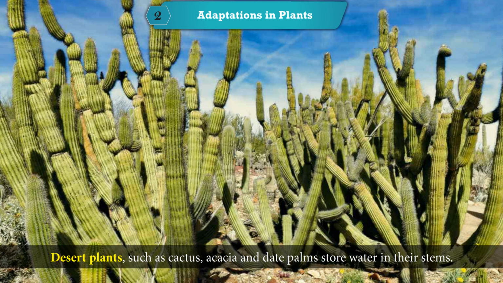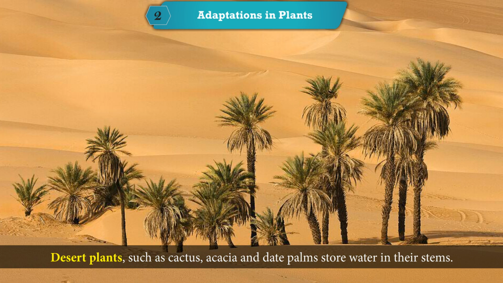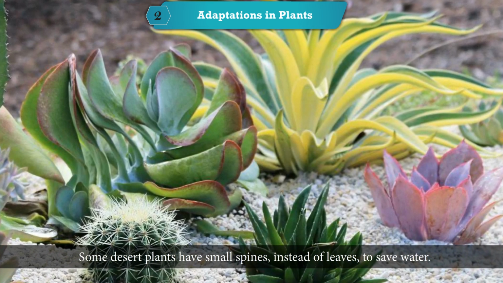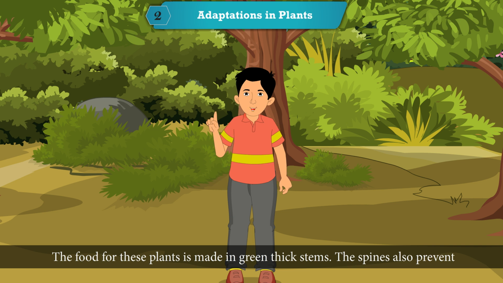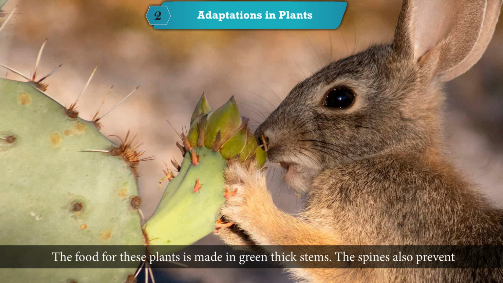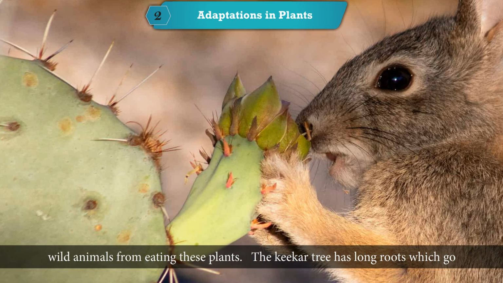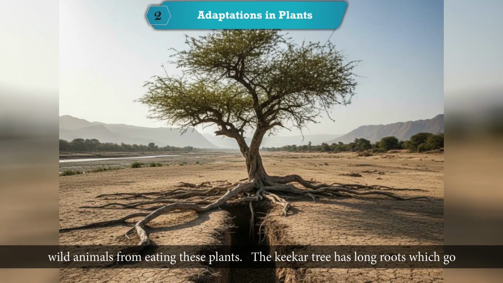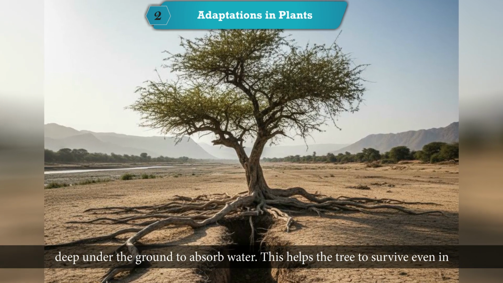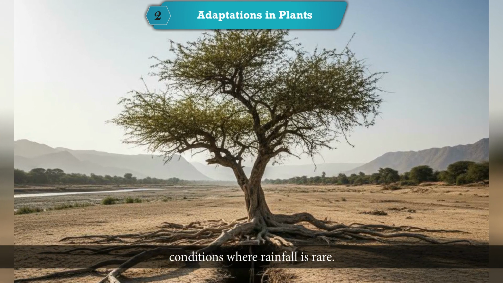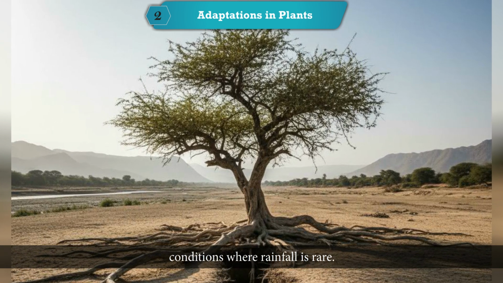Desert plants such as cactus, acacia, and date palms store water in their stems. Some desert plants have small spines instead of leaves to save water. The food for these plants is made in green, thick stems. The spines also prevent wild animals from eating these plants. The kikar tree has long roots which go deep under the ground to absorb water. This helps the tree to survive even in conditions where rainfall is rare.